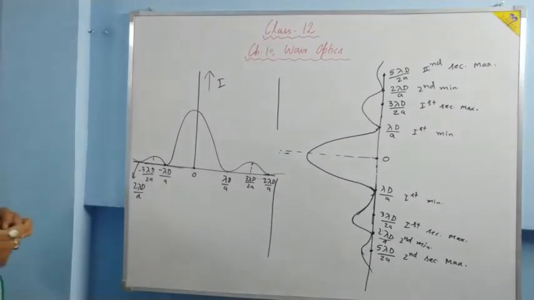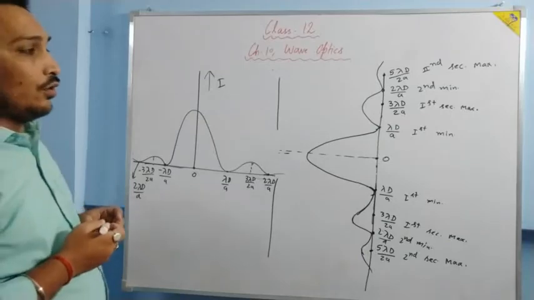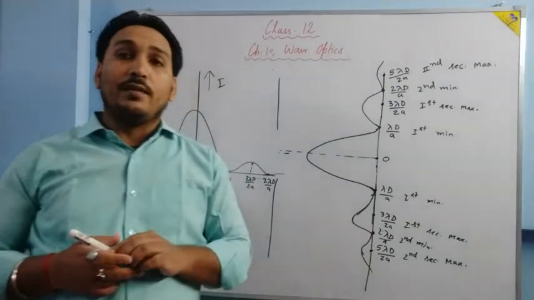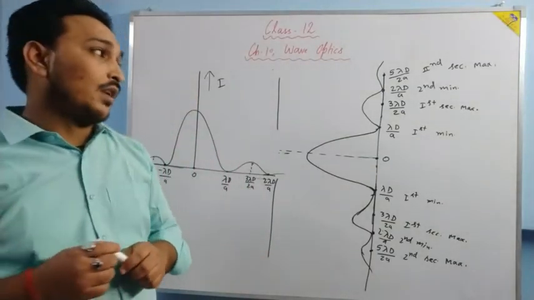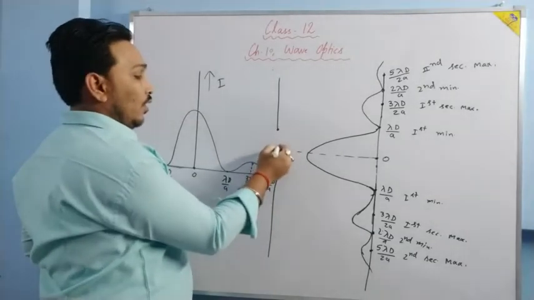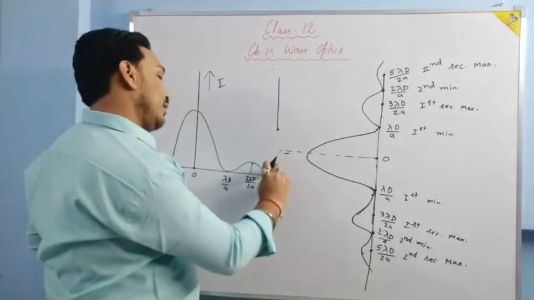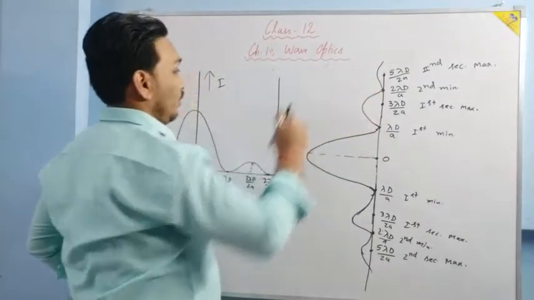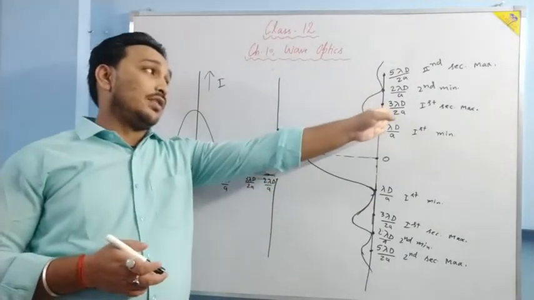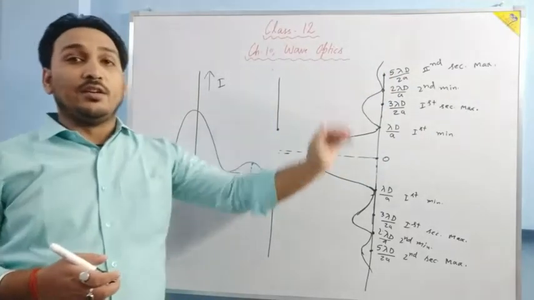Why does it happen? Try to understand. Yesterday also I told you that for the formation of the first secondary maximum, we have to divide the slit into 3 parts. First part intensity is cancelled by the second part, and the light reaches only from the third part of the slit width. That's why the amount of light which reaches the secondary maximum is quite less, and that's why intensity decreases.